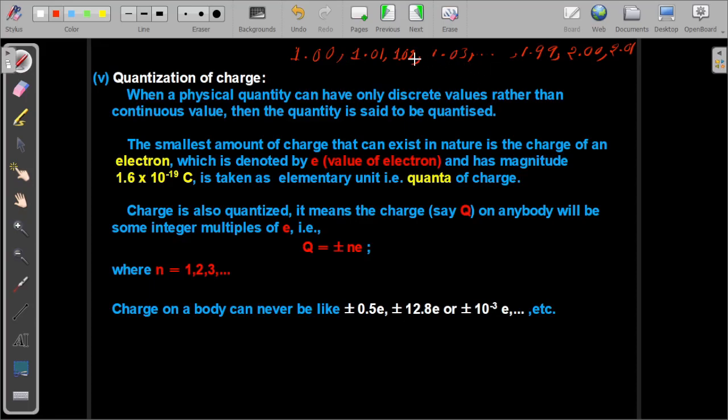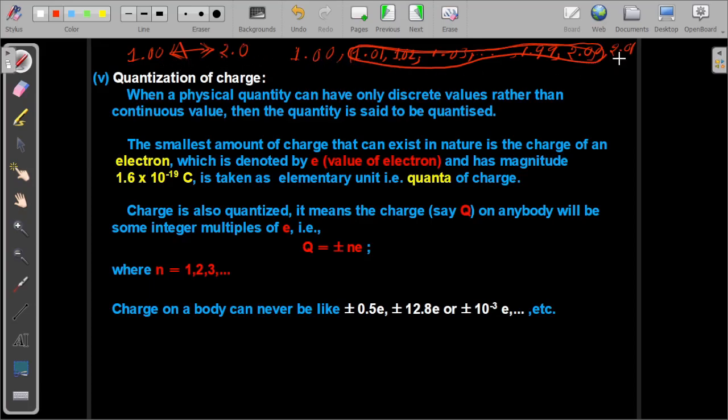Now what is meant by quantization? Quantization means separation. Suppose we are going to separate these two numbers, 1 and 2. This is the separation. The numbers 1 and 2 are separated by this, right? So this time we are not getting continuous values. Here we are getting completely separate values. The 2 comes directly after 1, right?